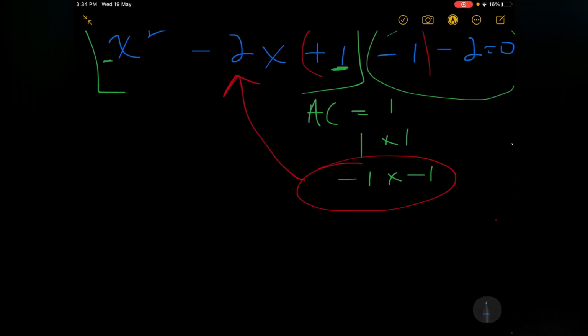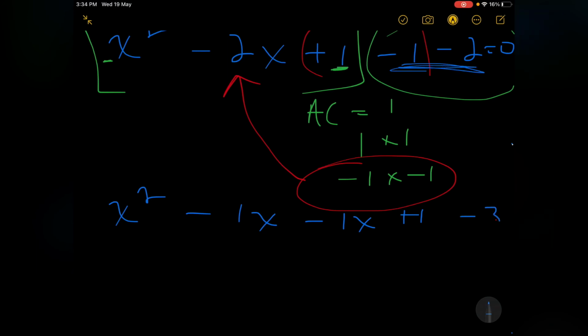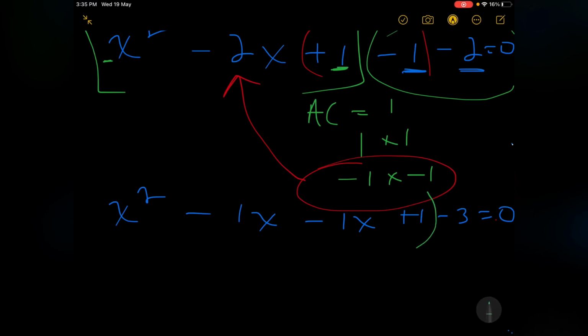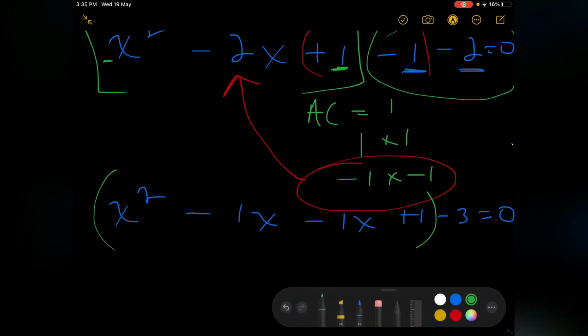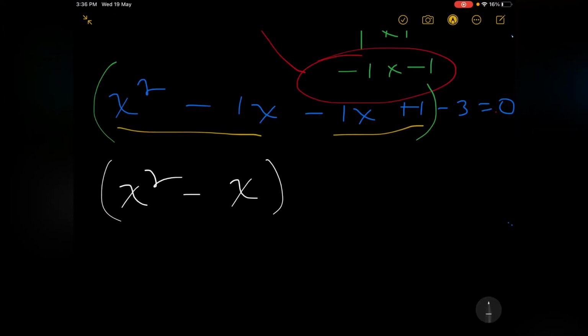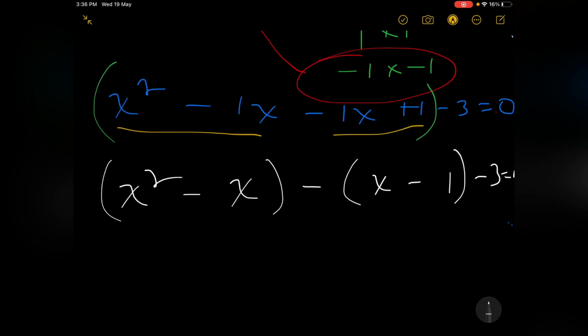So let's do that. x squared minus 1x minus 1x plus 1, and this negative 1 and this negative 2 here would now be negative 3. So let's put these in parentheses so we can see what we're working with. Now, as in the AC method, we're going to put these in parentheses by themselves and these in parentheses by themselves. Now we want to factor, so let's do that.